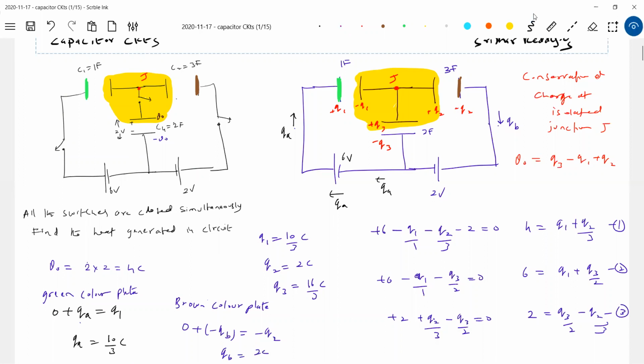Okay, try to see this symbol. I would have taken QB positive, but I wanted students to learn. If a charge leaves a plate, it should be negative. If a charge enters, it should be positive. Convention.